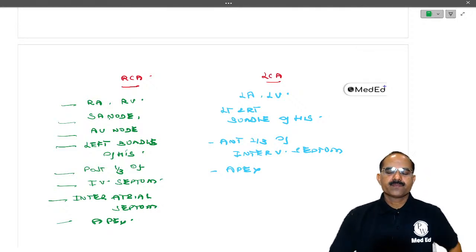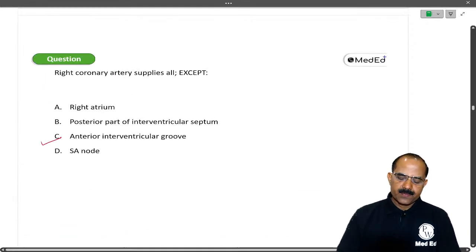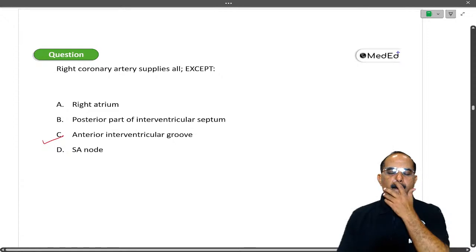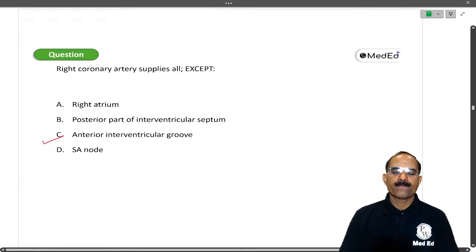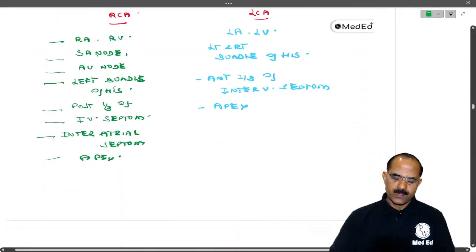Okay. Fine. Clear. So answer here is anterior interventricular. Anterior interventricular group. Fine. Chalo.